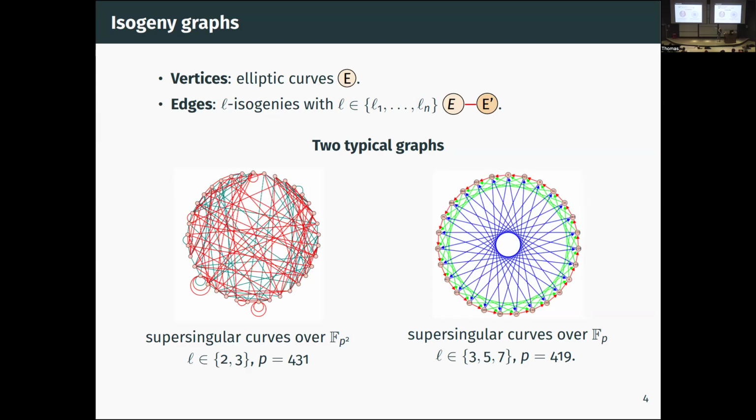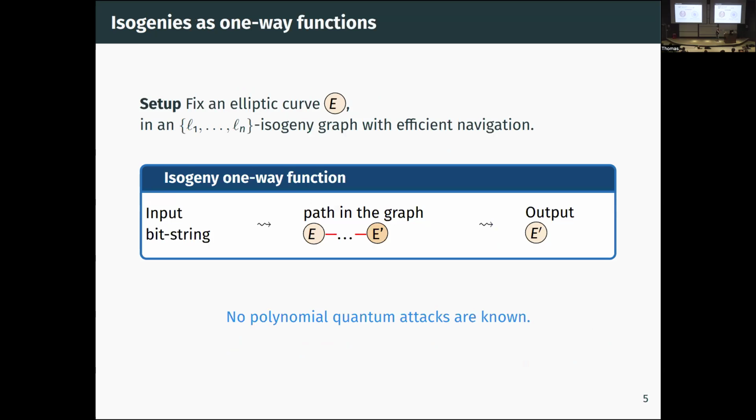In those two graphs, the different colors represent the different Li individually. And so what this means is we can walk efficiently in the graph. By taking a walk of polynomial length, we obtain an isogeny of exponential degree that's efficiently computable. And maybe from this description, you already see how the one-way function that we obtain from this will look.